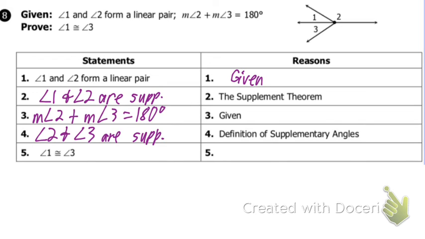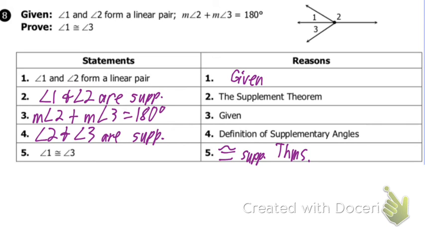Do we see angle 1 and angle 3 together anywhere? No. But what do we see two of? We see angle 1 and angle 2 are supplementary. We see angle 2 and angle 3 are supplementary. So are angle 1 and angle 3 both supplementary with angle 2? Yes. And now they're congruent to each other. So what happens when we see these supplements twice? The congruent supplements theorem. It says if two angles are supplementary to the same third angle, they're congruent to each other.